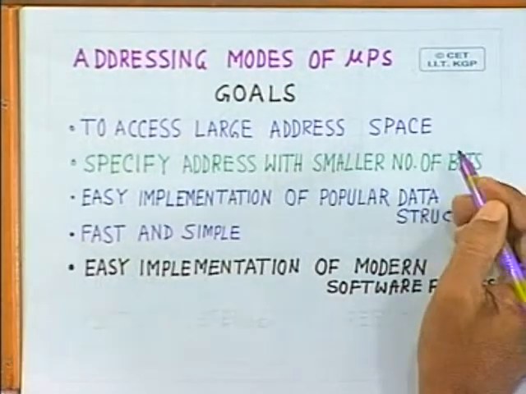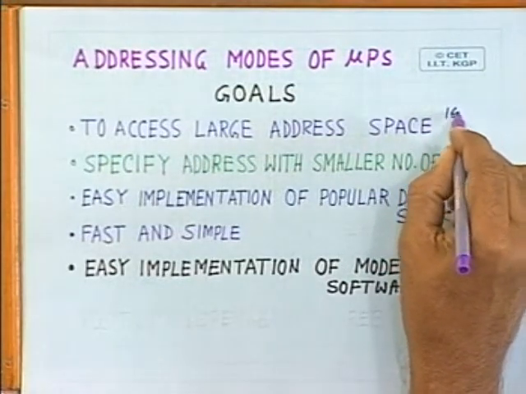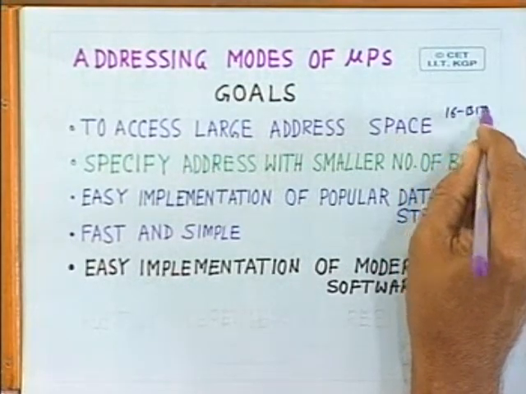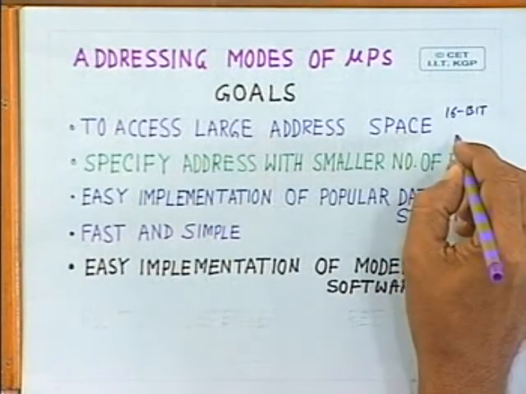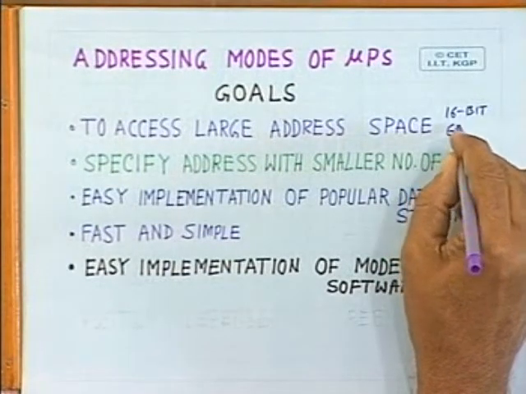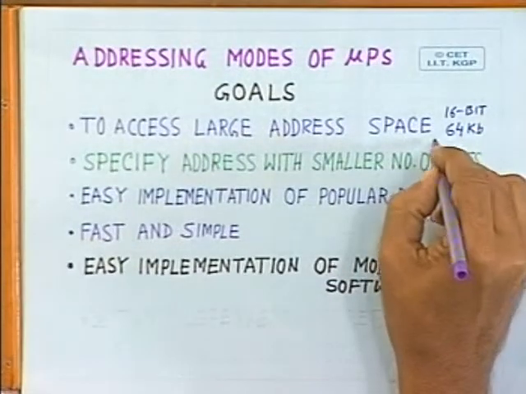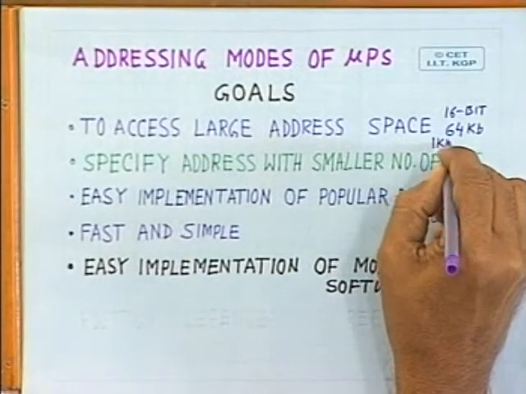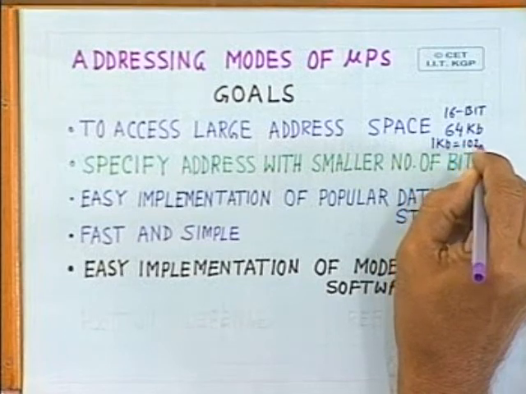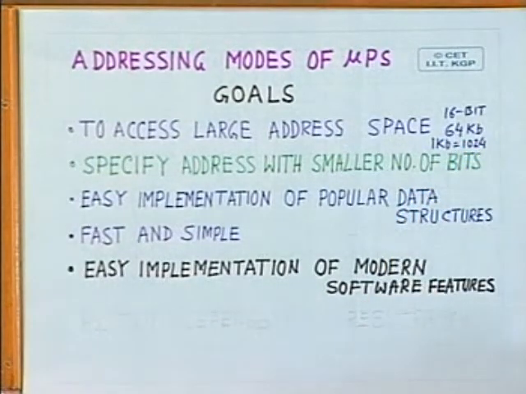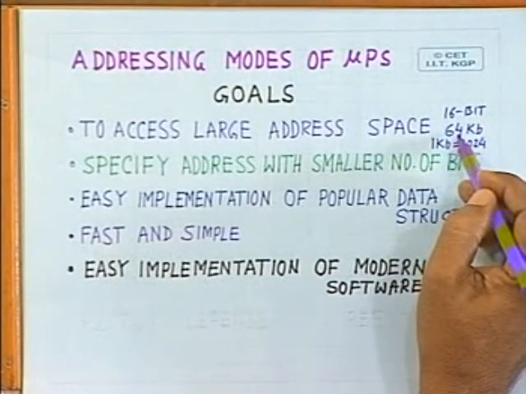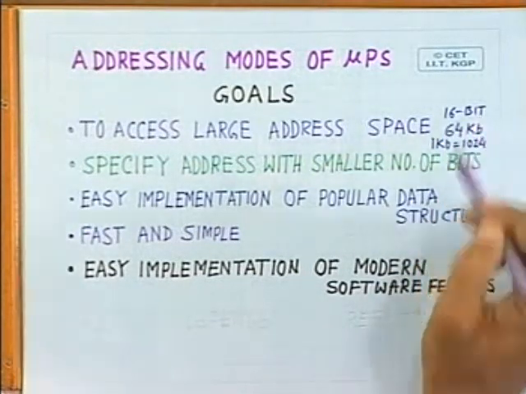For example, using 16-bit, which is commonly used in 8-bit microprocessors, the address space available is 64 k byte, where 1 kilobyte is equal to 1024, not 1000. You should remember that. And if you want larger address space, you have to use more number of bits.